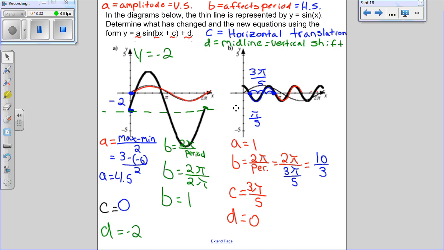You get it or you don't get it? You get it? Your C variable is tricky, and there's actually two answers to your C variable. So, what I did was I took my original x-intercept right at the origin.